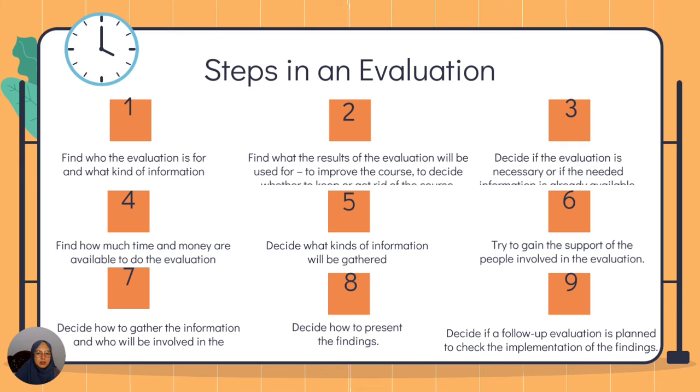After we decide the kinds of information, we then try to gain the support of the people involved in the evaluation, like the learners, the teacher, and also the evaluator. After we get the support of the people, we decide how to gather the information and who will be involved in the gathering of information. After that, we decide who or how to present the findings. And the last step is we decide if a follow-up evaluation is planned to check the implementation of the findings. So that's about the steps in evaluation.